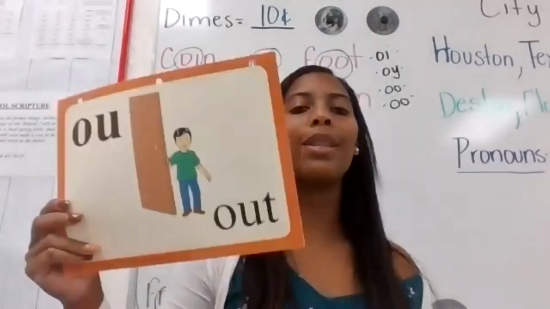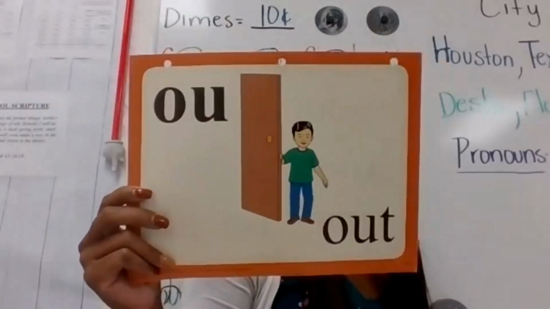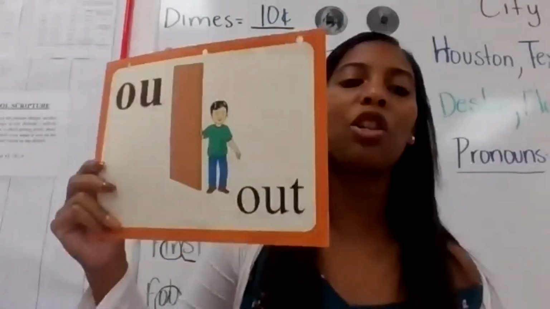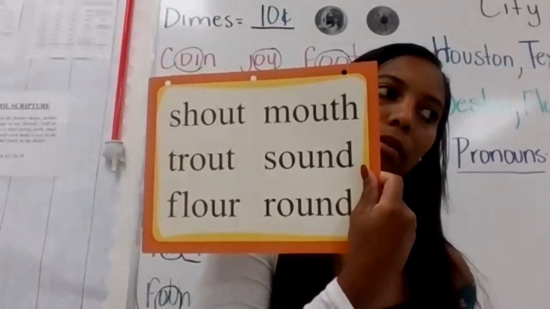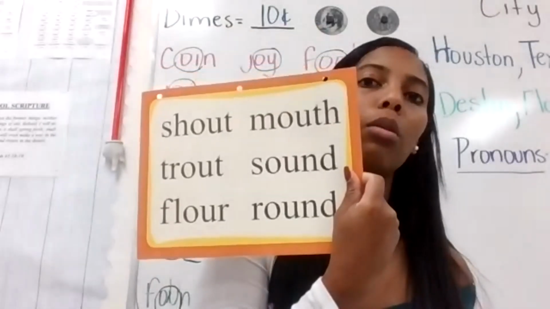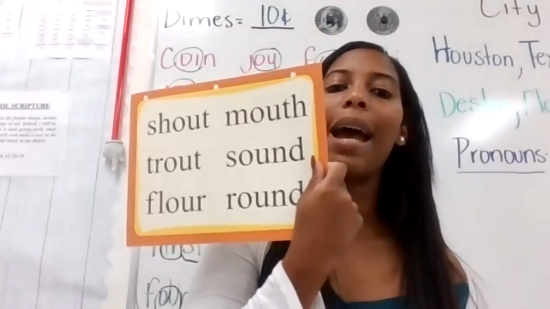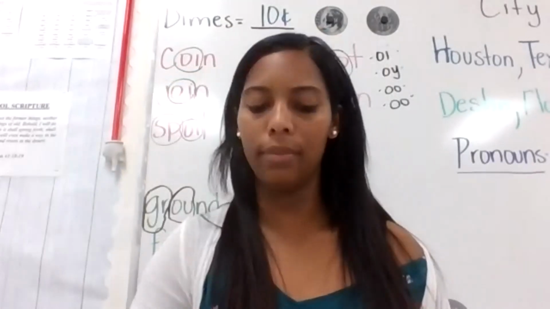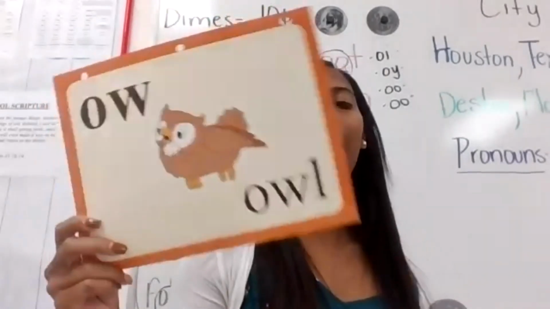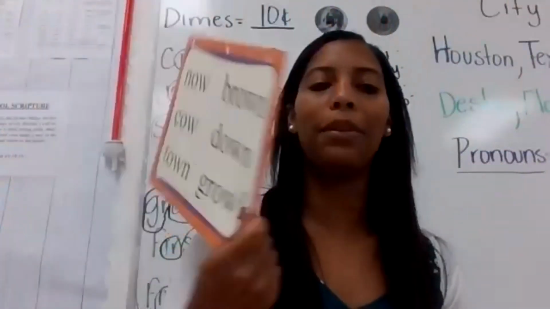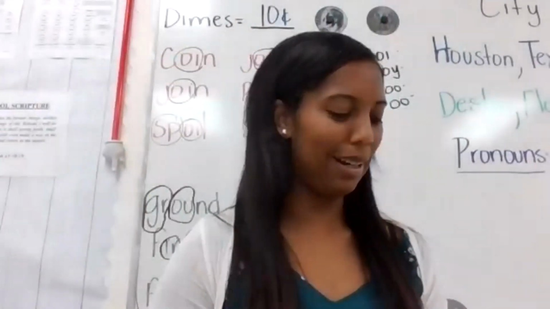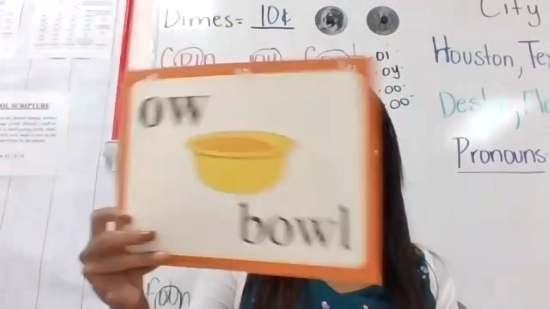OU says owl, like in out. Okay, this is the shape of a ball. Circle. Round. That one kind of. OW, owl, like in owl. Okay, this is the opposite of up. Down.